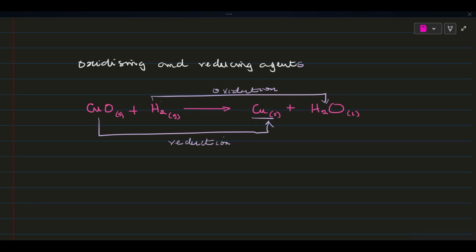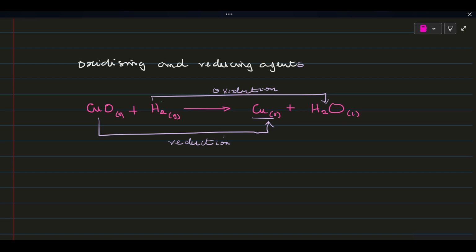Hello everybody. In today's video we want to look at oxidizing and reducing agents. So I'm still using this example, the reaction between copper 2 oxide and hydrogen, to give us copper and water. Of course we can see that copper 2 oxide loses oxygen to become copper, and that is reduction, and hydrogen gains oxygen to become water, and that is oxidation.